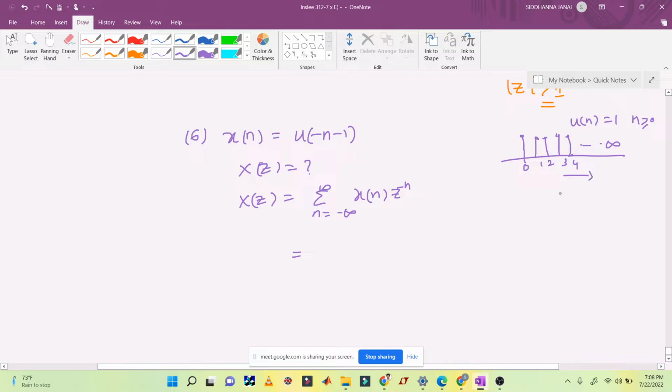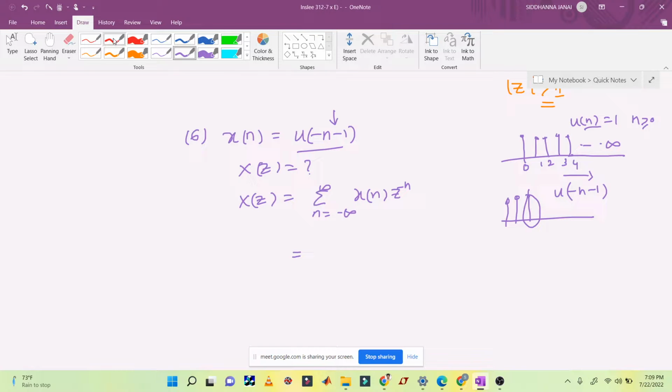This is a right-sided sequence. This is called a left-sided sequence because if you take u of minus n, you will have to consider 0. Correct? You have to consider 0, but 0 is there in this sequence. That's why we take minus n minus 1. One sample less we have to consider. That's why it is u of minus n minus 1. This is a left-sided sequence or negative time sequence.